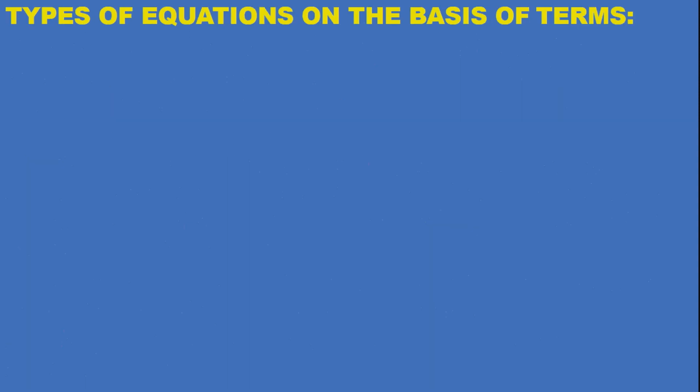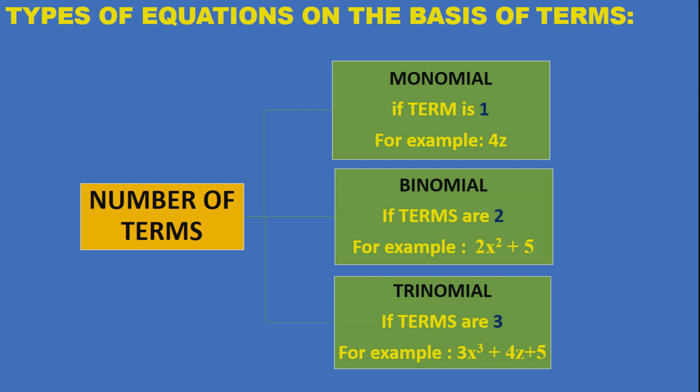Now we discuss the different types of polynomials on the basis of terms. Let's say that if the number of terms is 1, that polynomial will be called what? Monomial. For example, 4z. As we can see here, only one term is there. So this polynomial will be called a monomial.